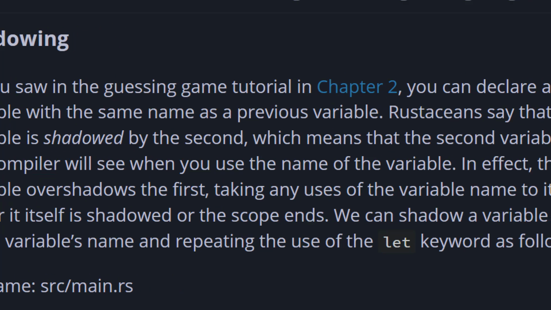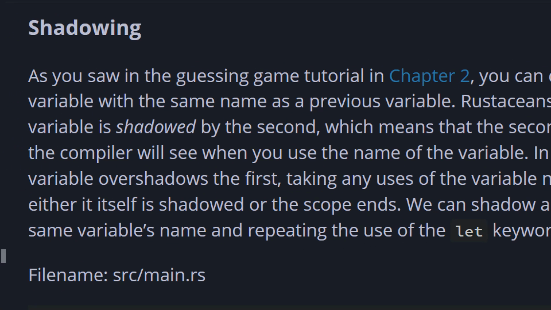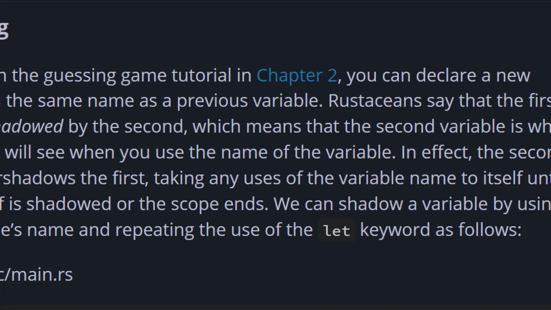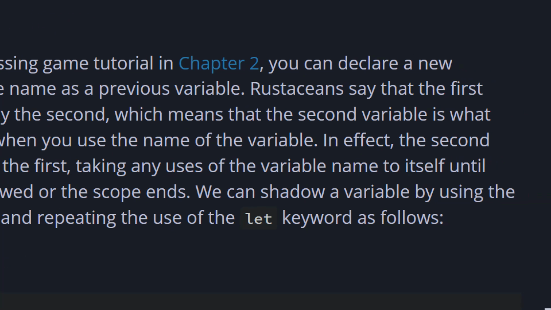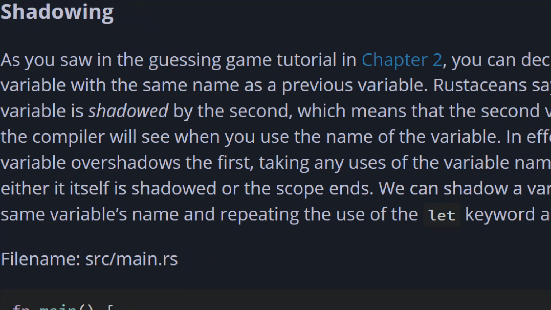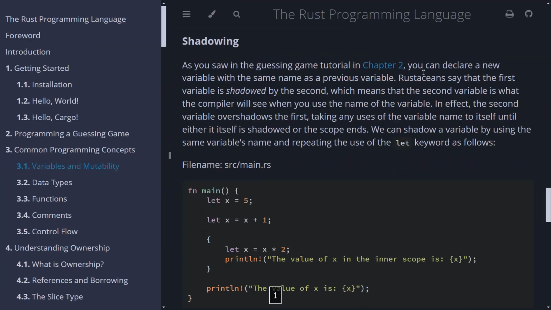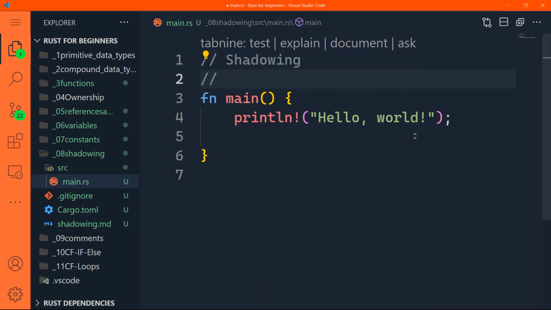But anyhow, they say here that you can declare a new variable with the same name as a previous variable. And Rustaceans say that the first variable is shadowed by the second. I'm going to explain that by an example, which means that the second variable is what the compiler will see when you use the name of the variable. Okay, what does all that mean? Let's take this example right here.